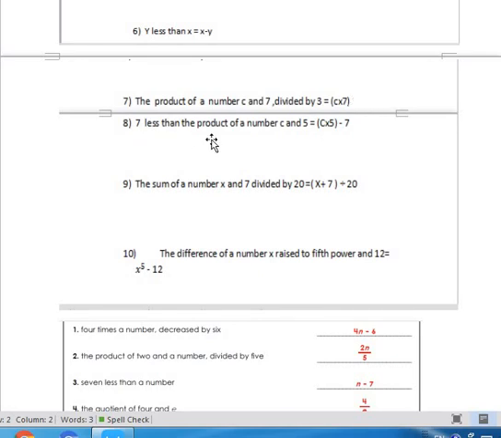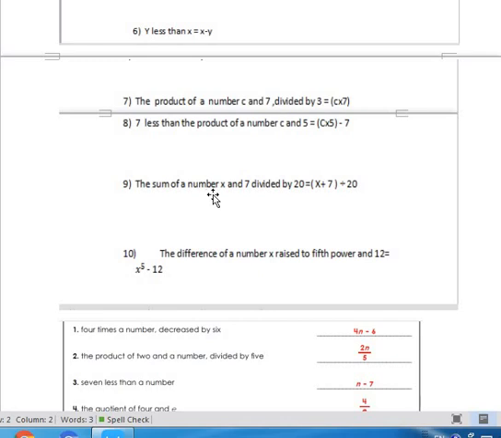7 less than the product of a number c and 5. The product of a number c and 5, this means what? C times 5. All minus 7. All 7 less than the product. 7 here less than the product of c times 5.